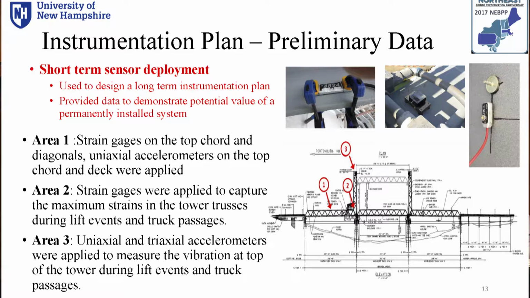Area 1 shows 2 types of sensors. The strain gauges and accelerometers are deployed to measure the response of the structure. Area 2 is used to measure the maximum strain of the tower during lift events, and in area 3, uniaxial and biaxial accelerometers were applied to measure the vibrations at the top of the tower during lift events.